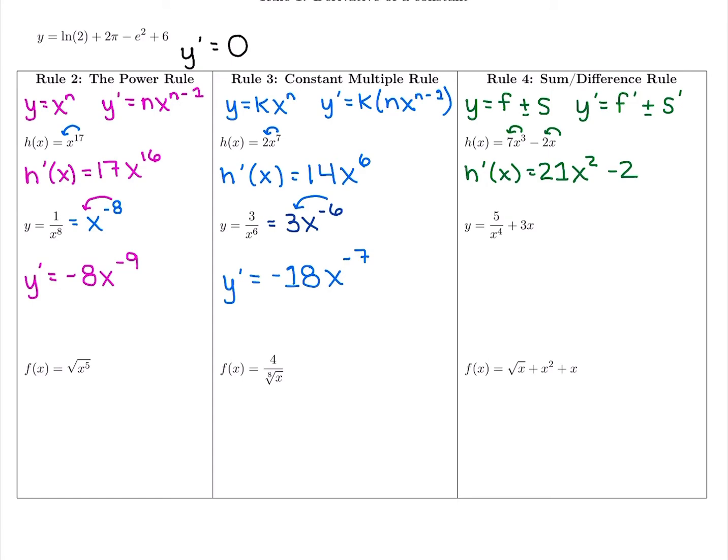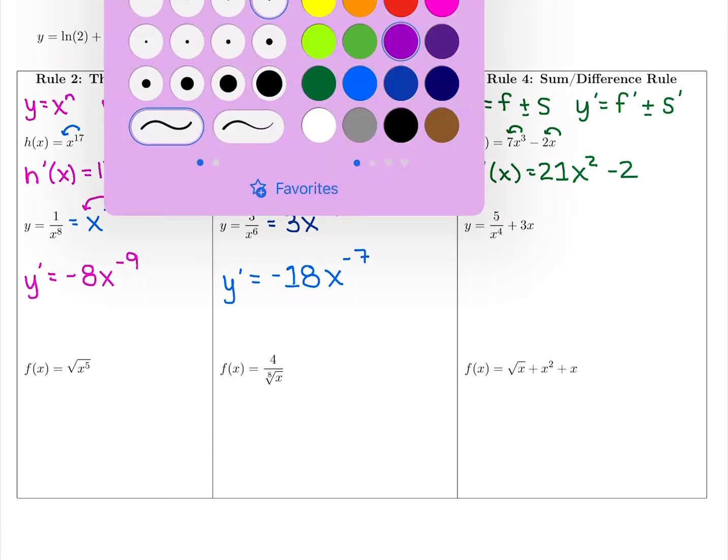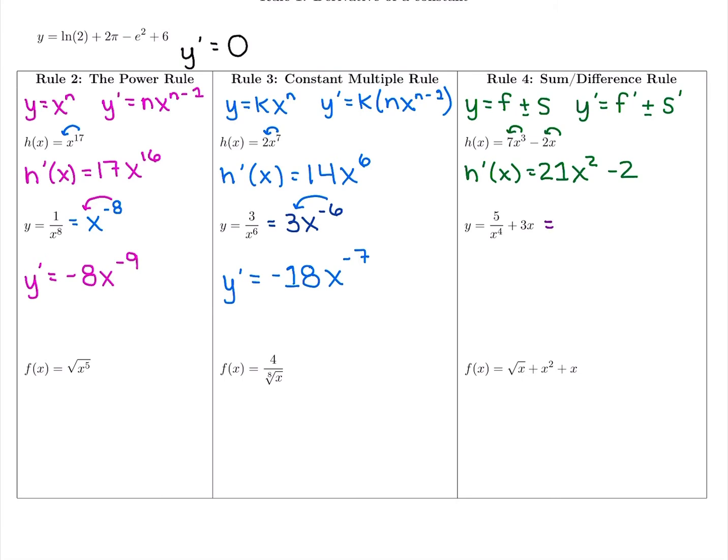Next door we have the same exact thing. We're going to keep bringing down the power, subtracting one for the new power, but again, this has some algebra first.